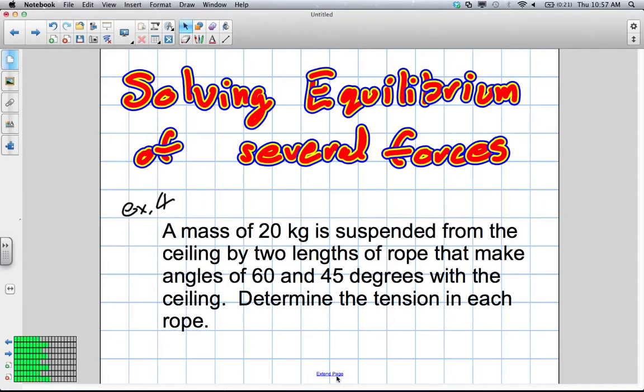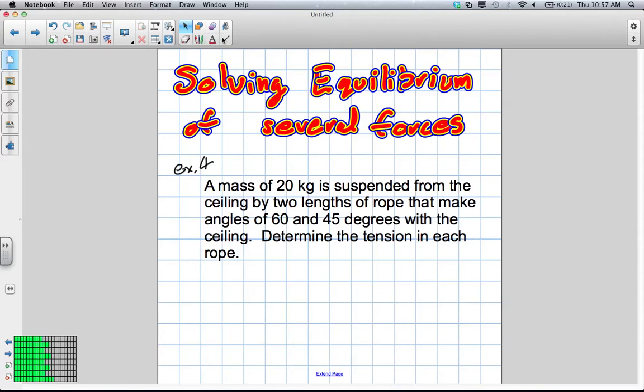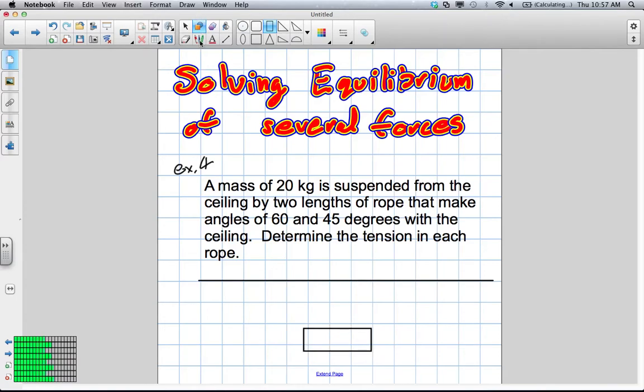Like always, I'm going to draw a picture first to help me make sense of this. So, here's our lovely ceiling. Oh, I can use that shape for the mass. Great. Here's our mass of 20 kilograms. And it is making angles. One of them is 60. The other one is 45. Okay. The angles are made with the ceiling. So that's 45 degrees. That's 60 degrees. Okay. So this is essentially what we got.